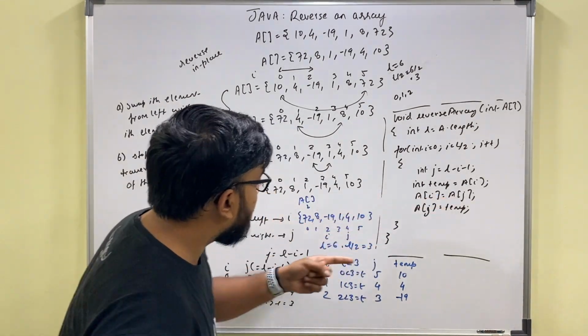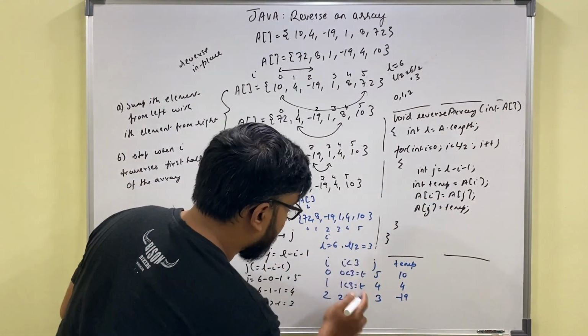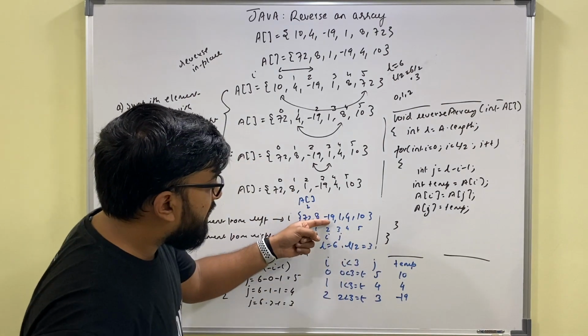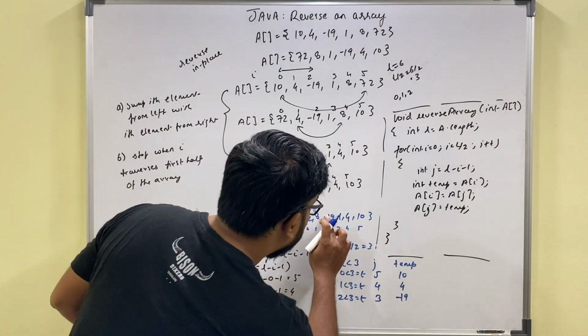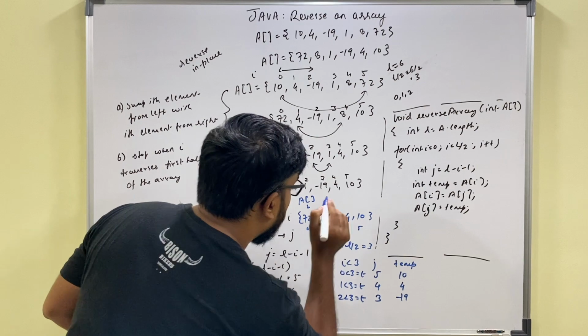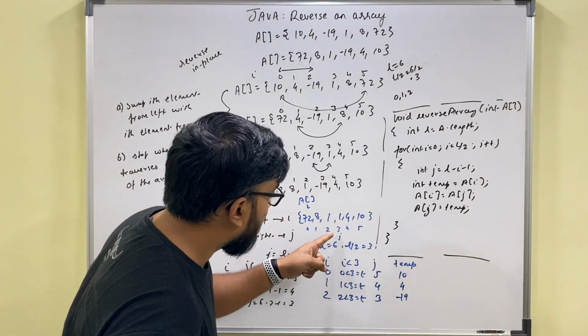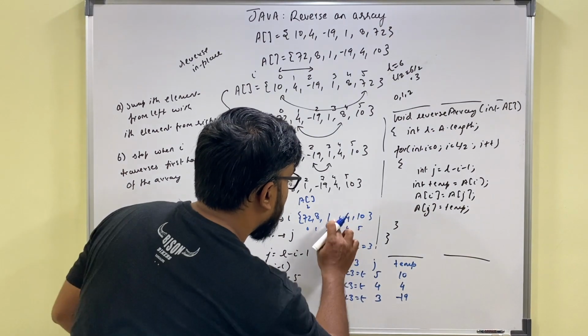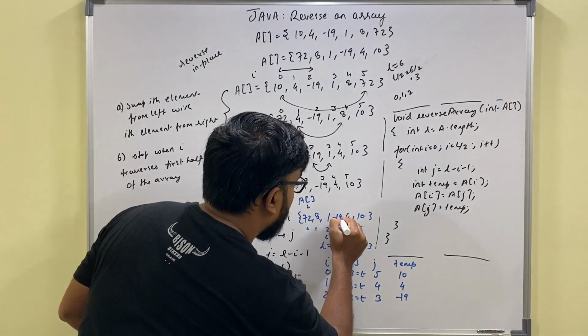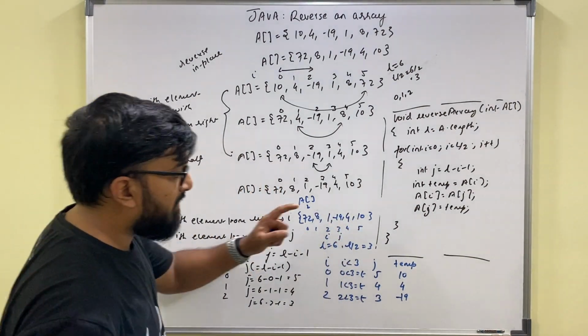Okay, a of i is a of j, which comes now here at index 3. So a of i is a of j, so this becomes 1. And then you do a of j is temp, a of j, which is index 3, is minus 19. So the value at index 3 is minus 19. Okay, move on to the next value.